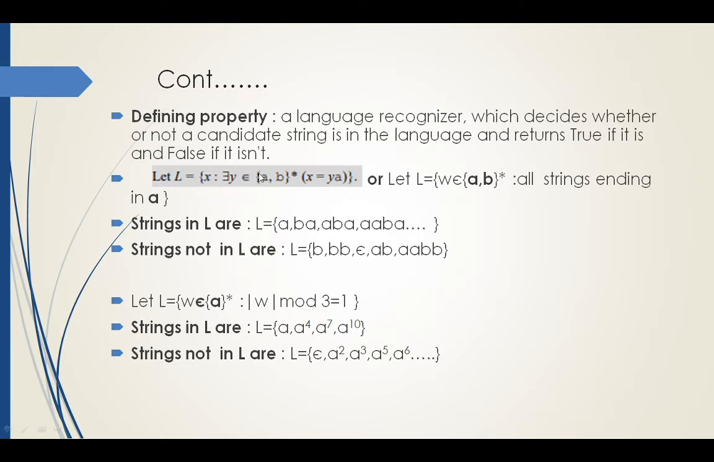So, example. This example you saw previously for the enumeration technique. The same thing is written here by using properties. Let L equal to {X | there exists a Y belongs to {A, B} star}. X is a string here; you are forming the string. A comma B are the symbols that you are going to use to frame the strings.